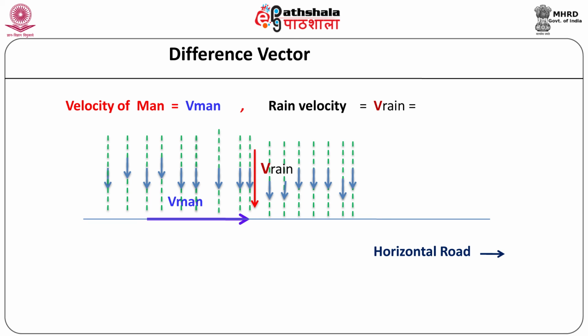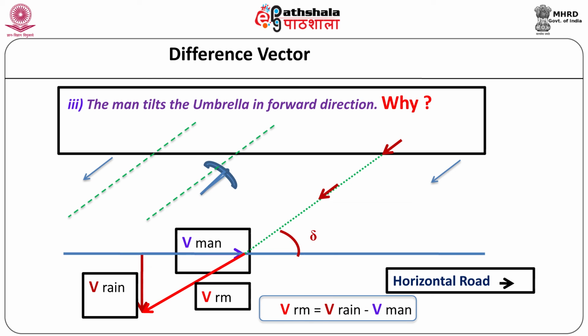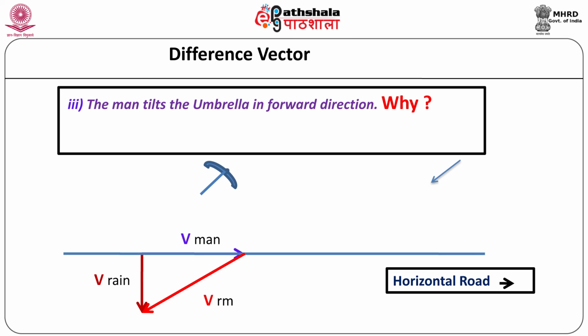For a person standing still on the road, it is raining vertically down and the man is running in the horizontal direction. But for the man running with umbrella, raindrops appear to be falling at an angle delta. Hence, the man tilts his umbrella through an angle delta in the forward direction. Mathematical analysis reveals the fact that velocity of rain with respect to man is the difference between the velocities of man and rain. Mathematical analysis can be better understood using this diagram.